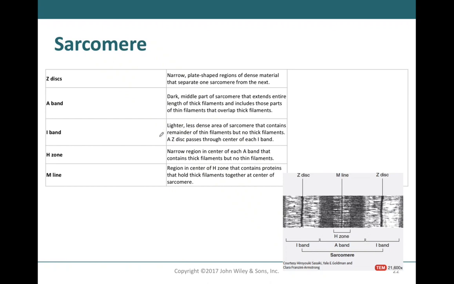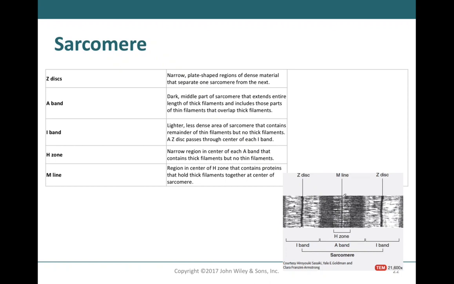The I band is going to represent the light band that we see on our striations. This is going to contain the thin filament, but no thick filament at all. And the I-band will also contain a Z disc. The H-zone is going to only contain the thick filament, but no thin filaments. The H-zone is found right here, and it will only contain myosin as well as the M-line.